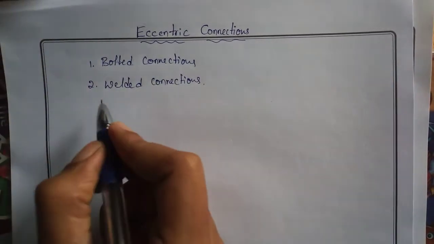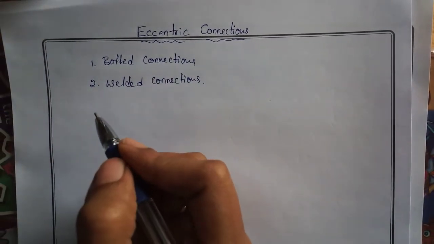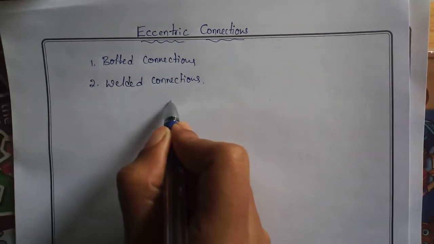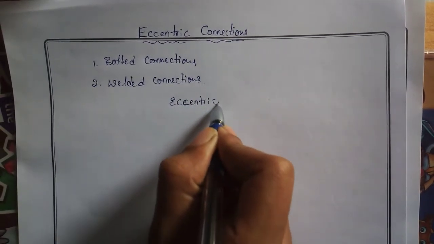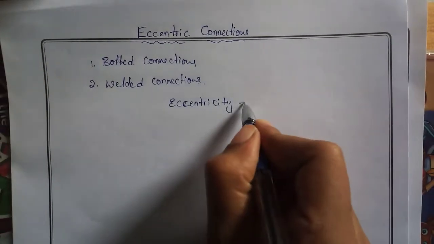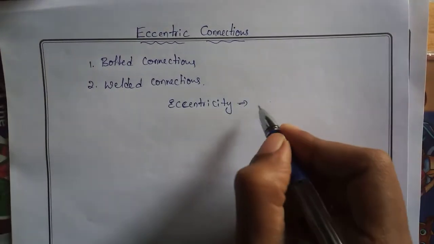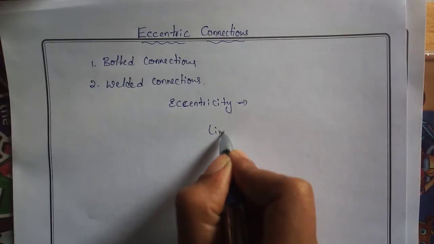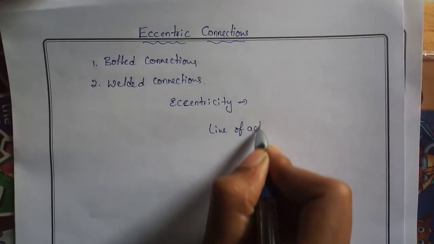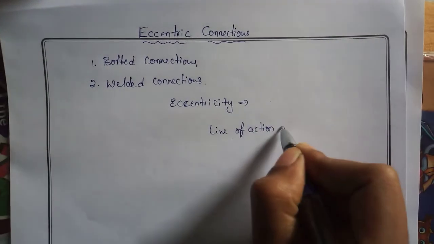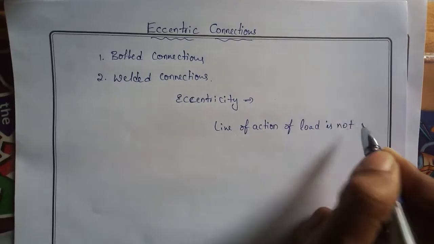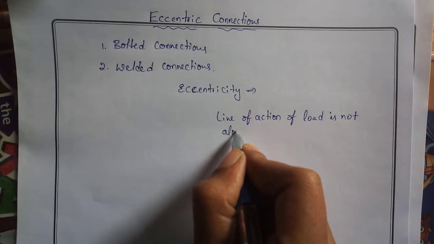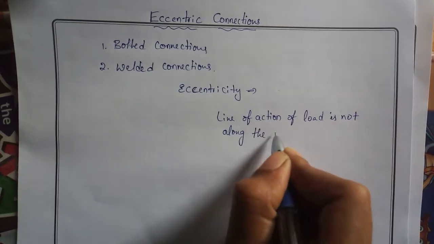So, when we have eccentric connections, it means eccentricity. Eccentricity is nothing but the line of action of load is not along the centroid.